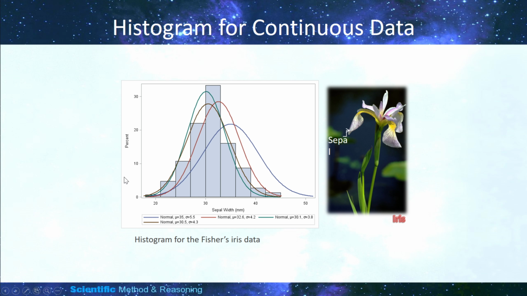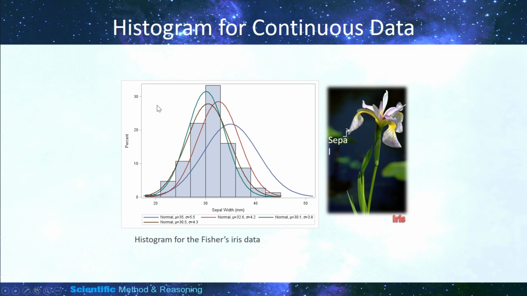Okay, now we have a histogram for continuous data. This is the histogram for the Fisher's iris data. Now the disadvantage of using a histogram to plot the data is that different numbers of intervals will end up with different shapes of the histograms in general. For example, we have this histogram for the Fisher's iris data, which is a very famous data set measuring the sepal length of a special species of iris, and they plot it in this particular histogram.